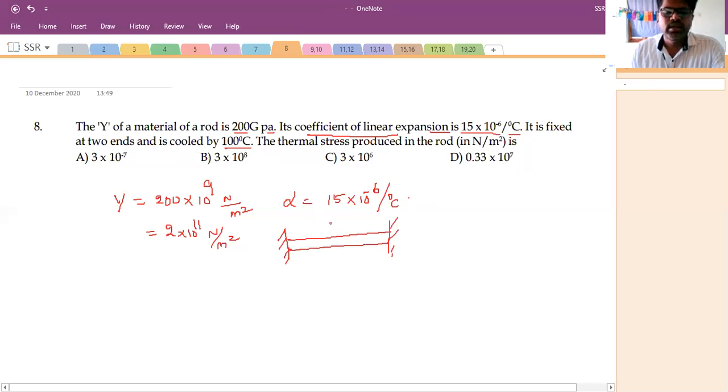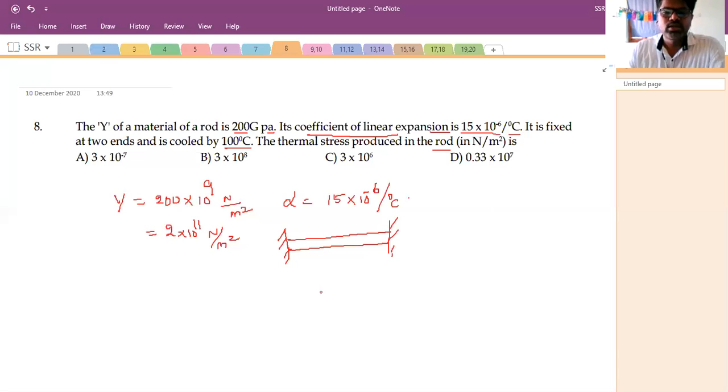Suppose initially it is at room temperature, 33 degrees Celsius. Then it is cooled by 100. What happened? It is fixed at two ends and is cooled by this much, and we need the thermal stress produced in the rod. It may be compressed because of cooling. If it is heated, it is expanded. Either compressed or expanded, both are stress only. In both cases, the stress is produced.